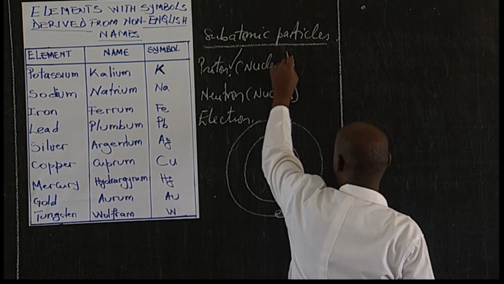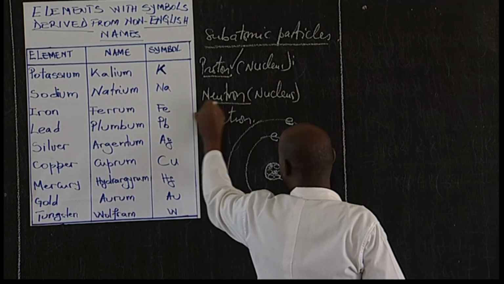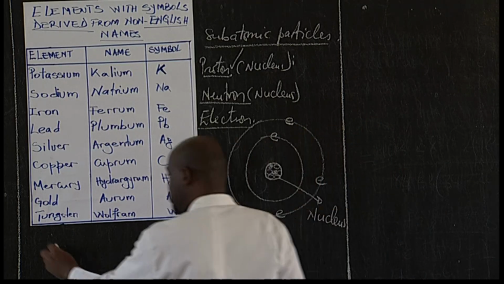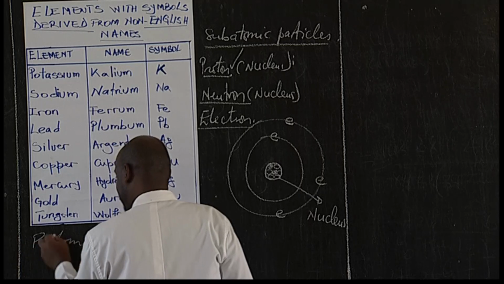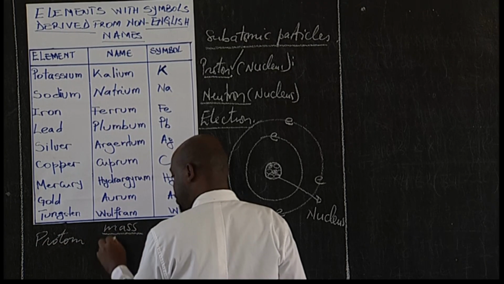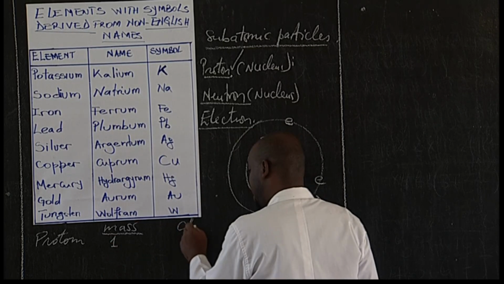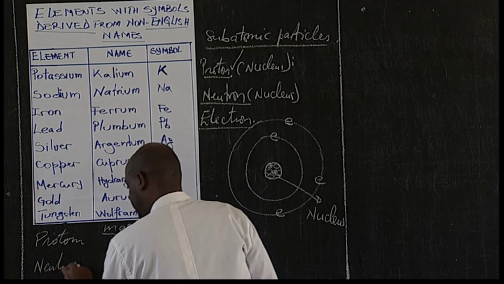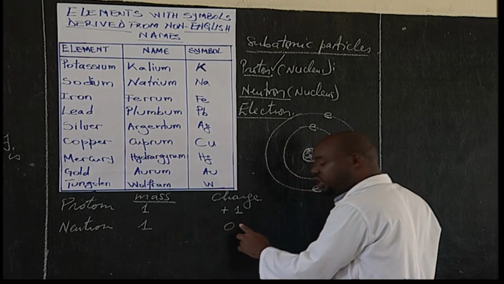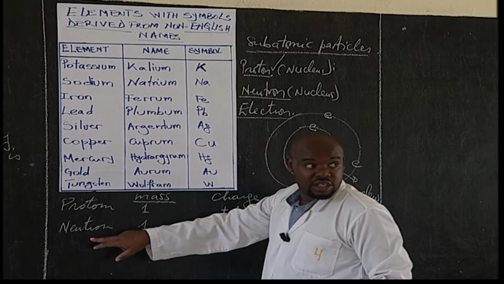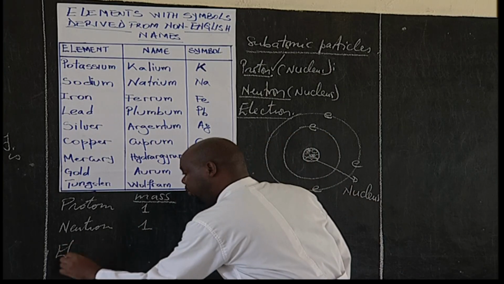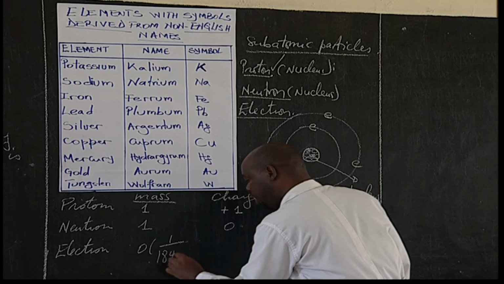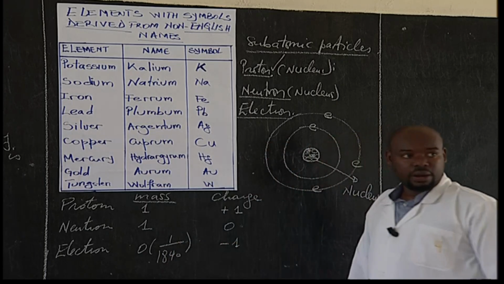Here it should be noted that the proton has a mass, and the neutron has a mass, and the electron is almost massless. So the properties we have here: for the proton, the mass is the relative mass. We consider it to be 1, while the charge of this proton is positive 1. For the neutron, the mass is 1, but a neutron is neutral. And for the electron, the mass is almost 0, or 1 over 1,840, and the charge is negative 1.